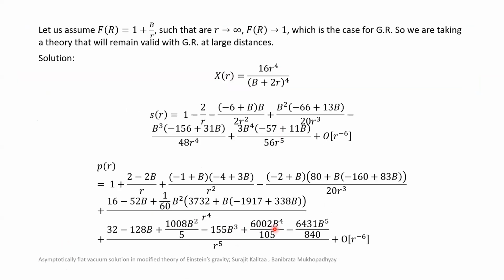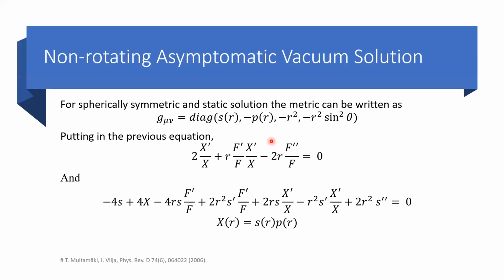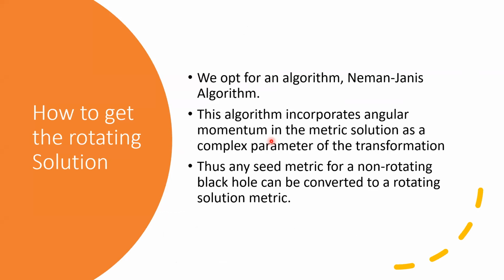Now in a paper on the asymptotically flat vacuum solution by Surajit Kalita and Professor Banibrata Mukhopadhyay, it has been shown that if such an f(r) is assumed, where as r tends to infinity we get f'(r) equal to 1, that is, at large r we are getting the case of GR, the solution can be found of this order. If we find s(r) and p(r), then we get the complete metric here. So basically we have solved for the solution and we can analyze it. Now we have got the non-rotating solution.